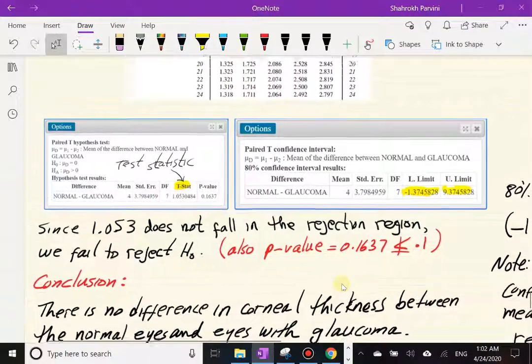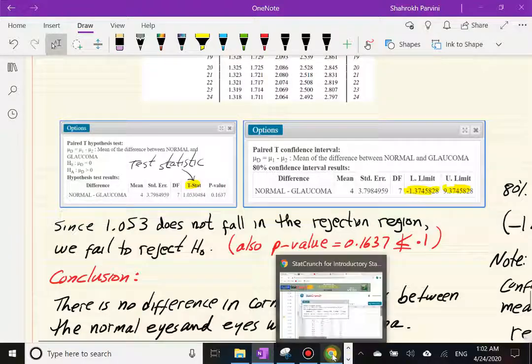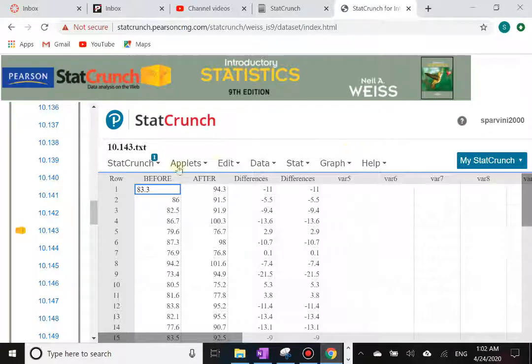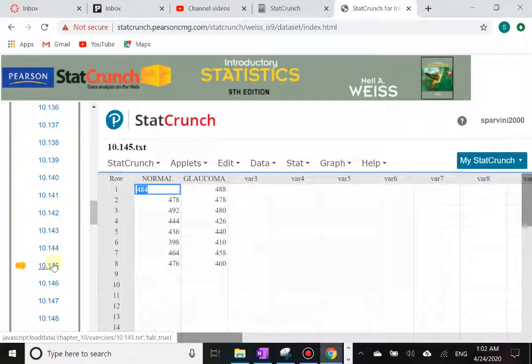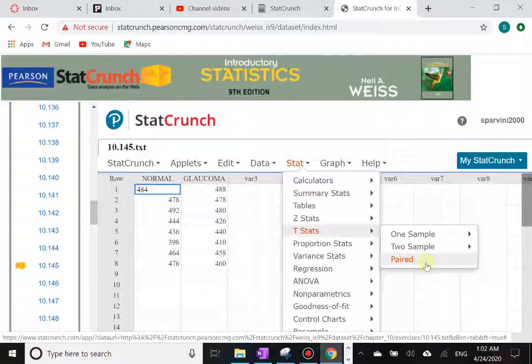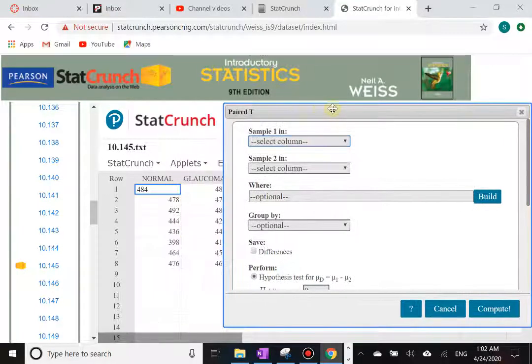So let me now go and run this exercise in StatCrunch to show you how this is done, and we'll be done with this section. So let's see, this was exercise number 145. So I'm going to click on that exercise. And these are the numbers. So we're going to go to Stat, T Stats, Paired. You see that? Click on paired. Sample 1 is the normal eye. Sample 2, the eye with glaucoma.